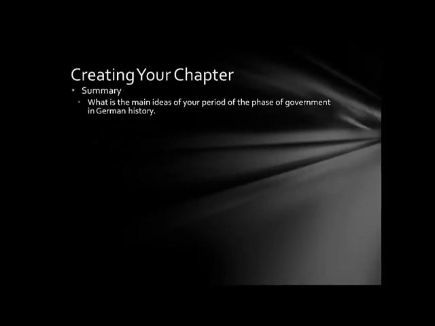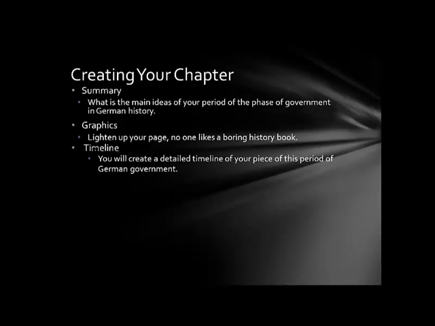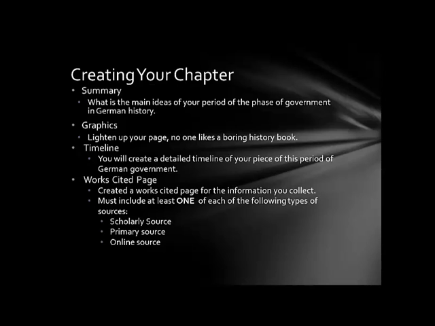You will be required to have four main requirements in this chapter, the first of which is a summary, in which you will write down your main ideas of your period of the phase of German government you are assigned. The second is graphics. No one likes a boring history book. Liven it up. Make it interesting. Catch people's attention. The third is a timeline. You will be creating a timeline of that period of the German government which you are assigned. Fourth is a works cited page. Give credit where credit is due.